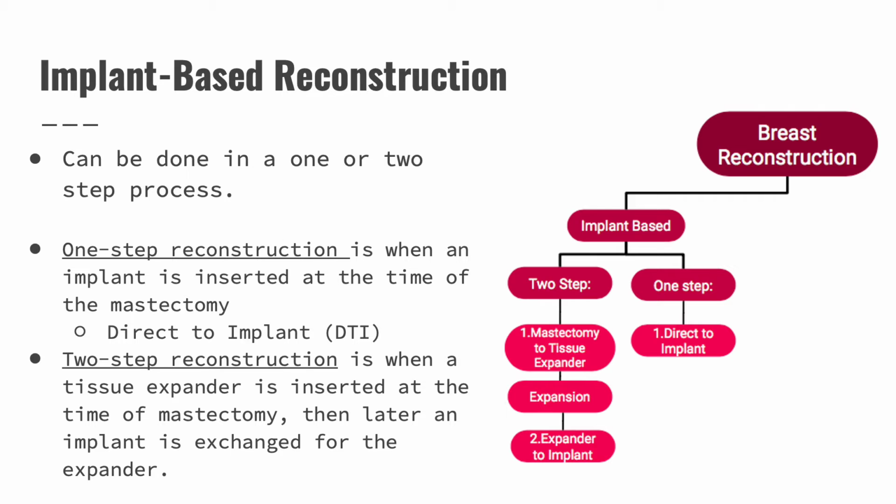First option displayed on the last slide, implant-based reconstruction, can be performed in a 1 or 2-step process. The 1-step reconstruction is when an implant is inserted at the time of the mastectomy, also known as direct to implant. The 2-step reconstruction is when a tissue expander is inserted at the time of mastectomy. You are expanded over a couple of weeks, and then later an implant is exchanged for the expander. Of these two options, the 2-step procedure is more commonly performed to give the tissue time to heal.